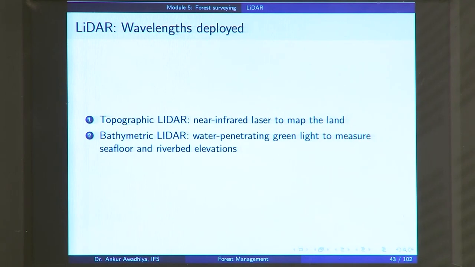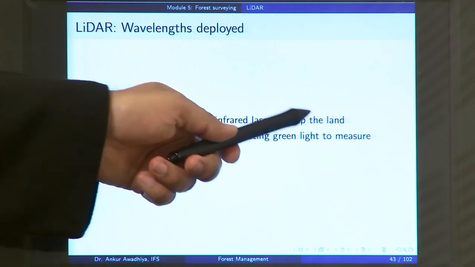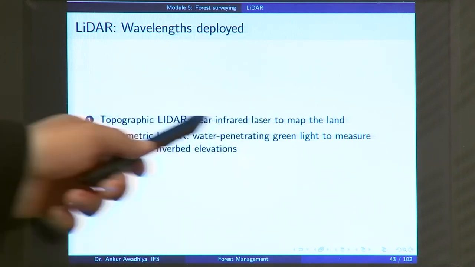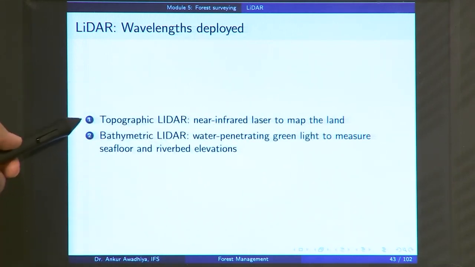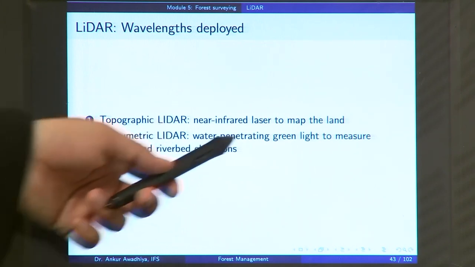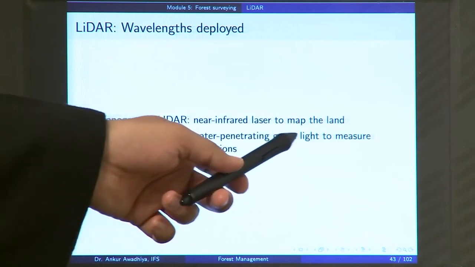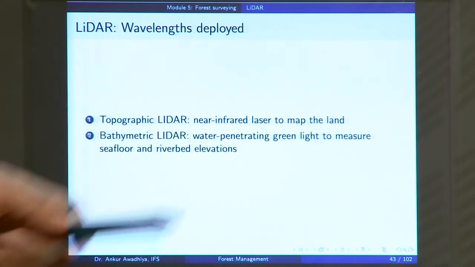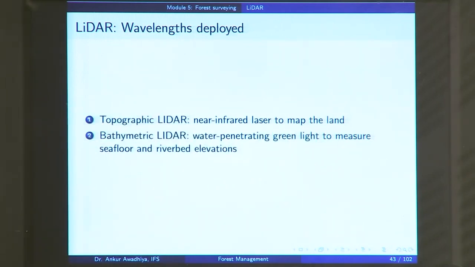Now, in the case of LiDAR, you can deploy different wavelengths for different purposes. So, you can go for a topographic LiDAR, in which case you make use of a near infrared laser to map the land. So, this is used for land topographic LiDAR, and in the case of a bathymetric LiDAR, you make use of a green colored light. So, it is water penetrating green light to measure the sea floor and the riverbed elevations.